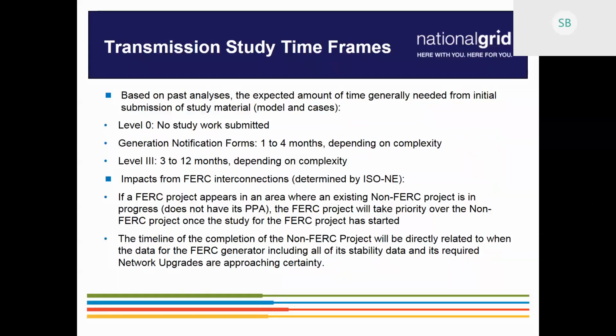If a FERC project comes into an area and ISO determines that that's a relevant project for the distributed study, that FERC project will take priority over the study for the distributed generation. What that means is that the timeline to completing the distributed generation study will be dependent on when we get the modeling data from the FERC projects and when ISO has more certainty about the modeling data and any potential upgrades that the FERC project needs to account for. So that could impact the actual study timeline.